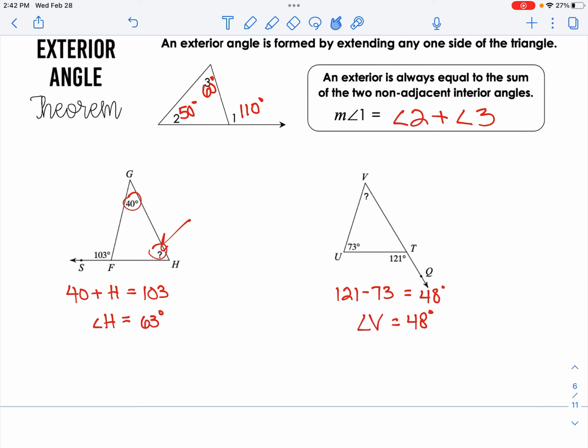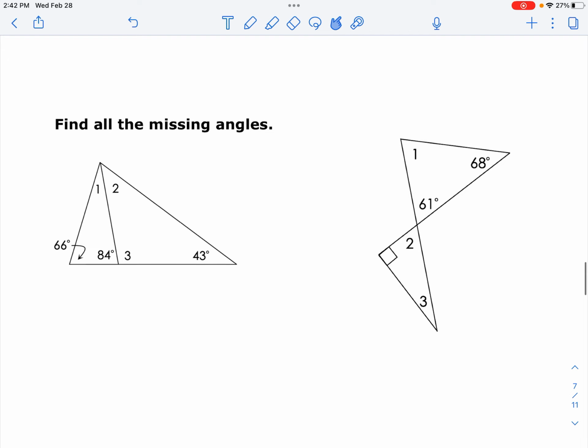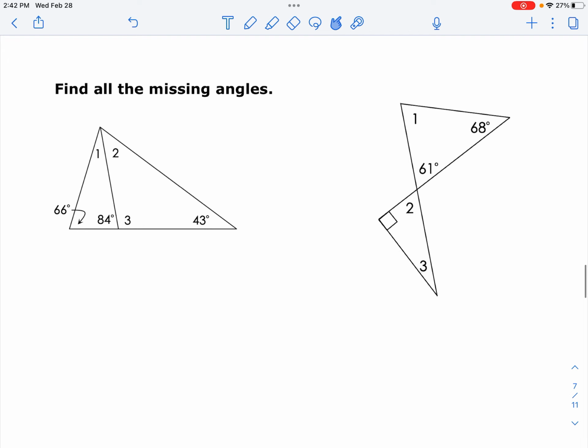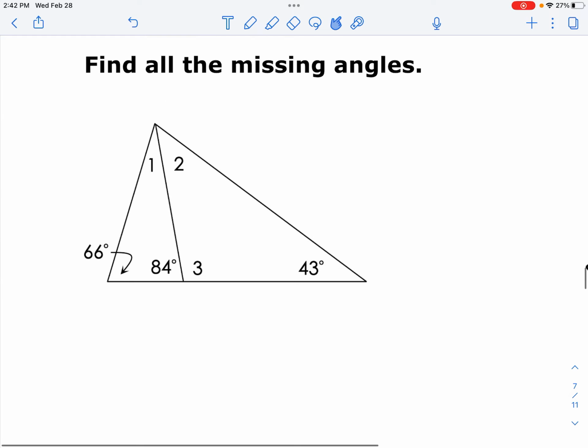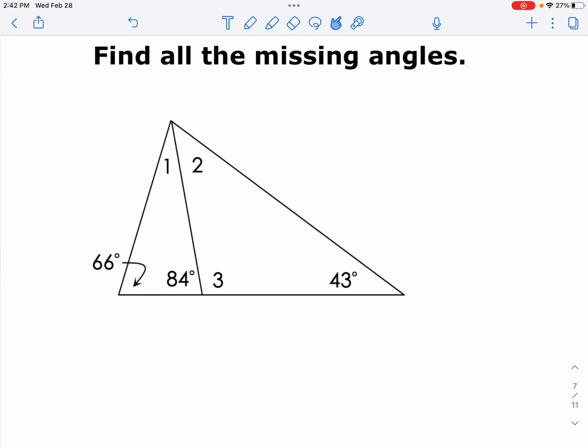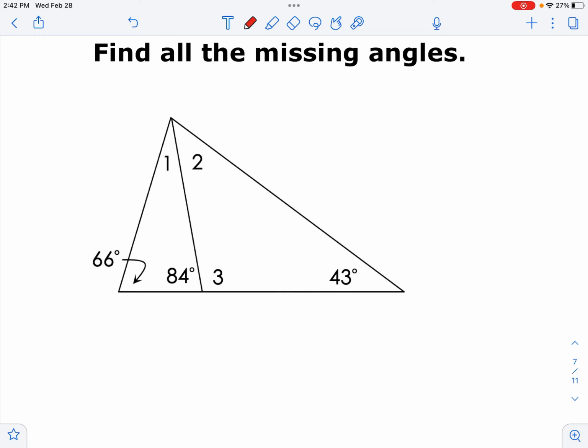All right. Let's put together what we've learned. Here I have a couple of slightly harder pictures, and you're going to use the two theorems to help you out. I want to find all the missing angles: angle 1, angle 2, and angle 3.